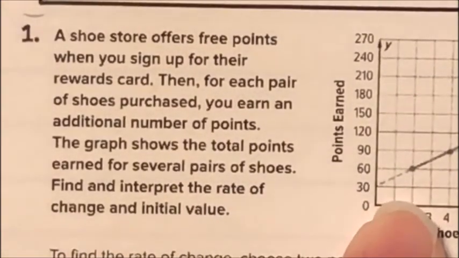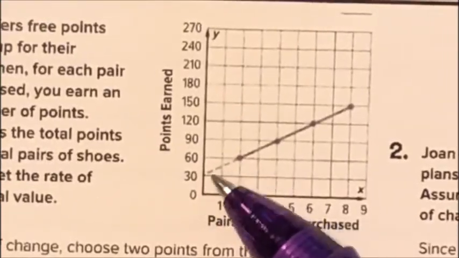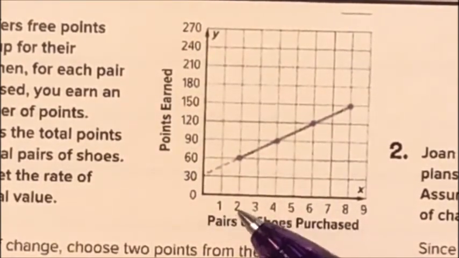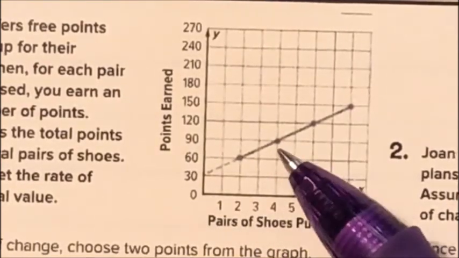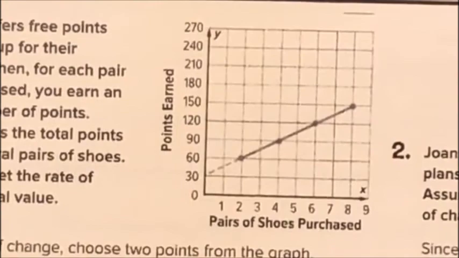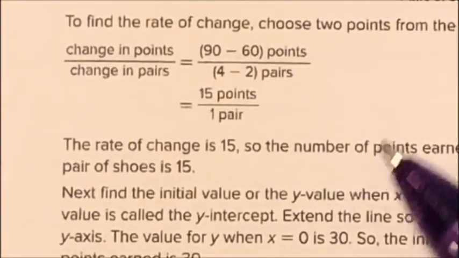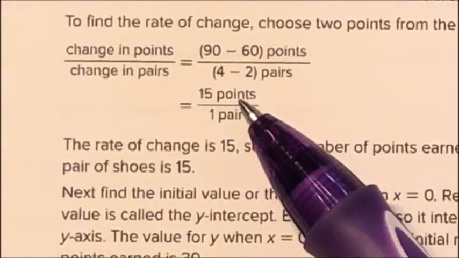Okay, so here's my graph over here. Notice I started out with some free points that they gave me. For 2 pairs of shoes, it was 60 points earned. For 4 pairs, I earned 90. I want to find the rate of change, so I choose 2 points from the graph. Here we chose 90 points for 4 pairs and 60 points for 2 pairs.